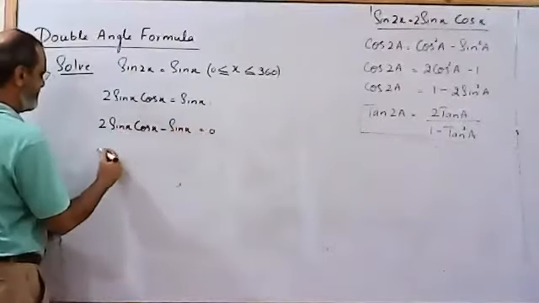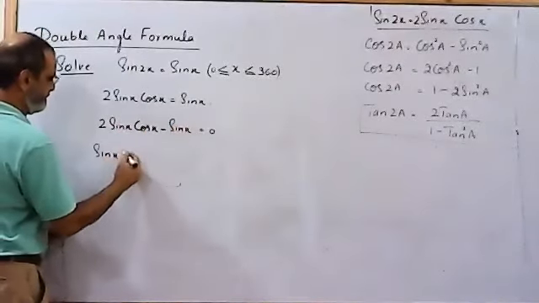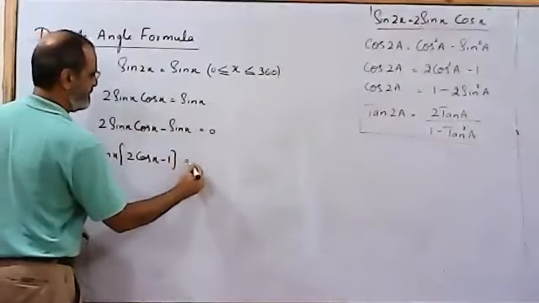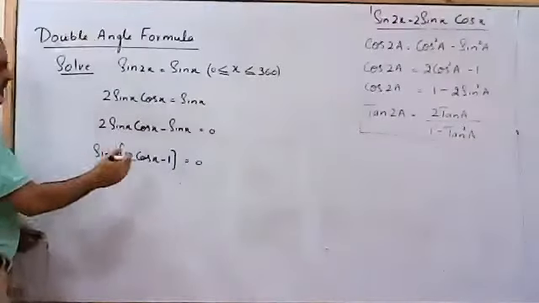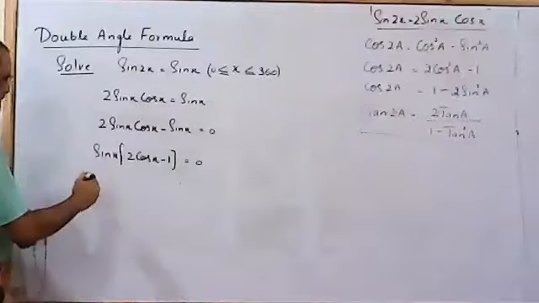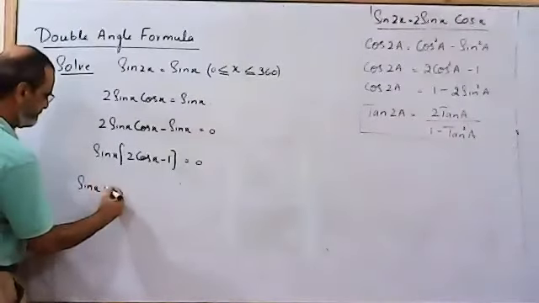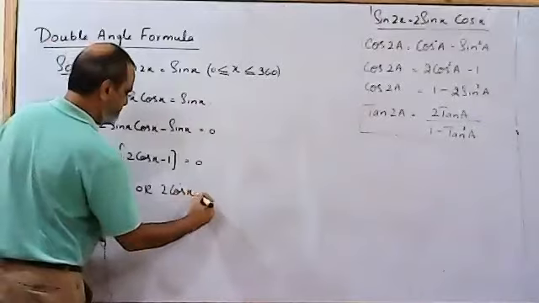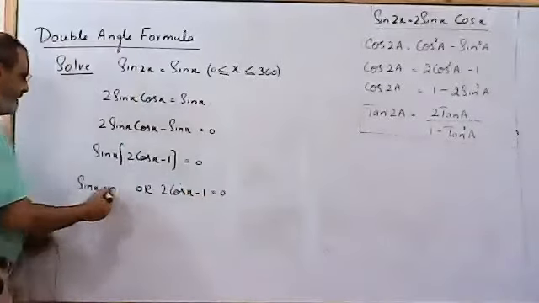I can take sine x as a common factor. Left is 2 cos x minus 1. So I have two factors: sine x is equal to 0, or 2 cos x minus 1 is equal to 0.